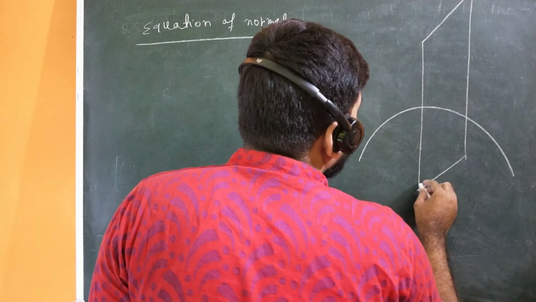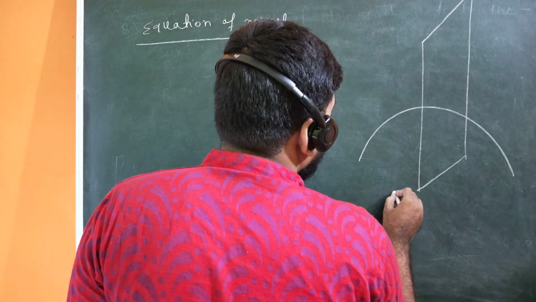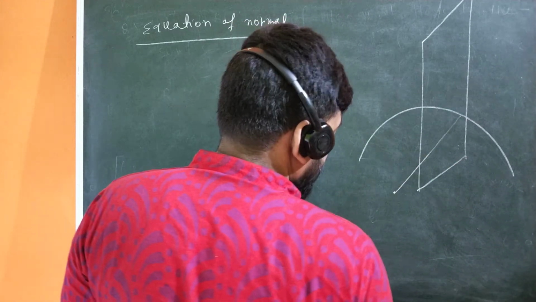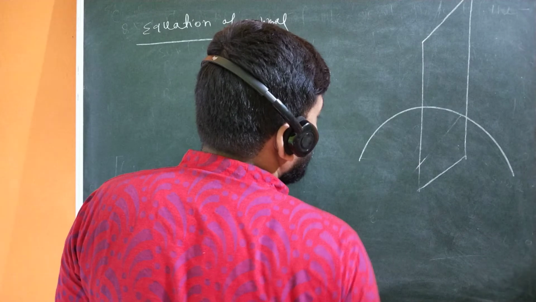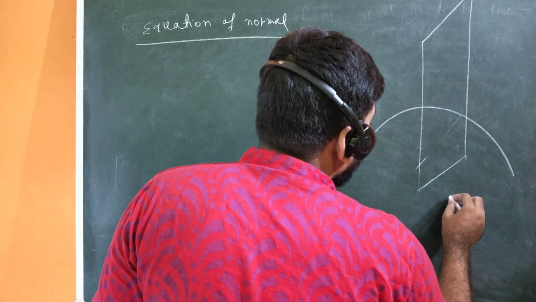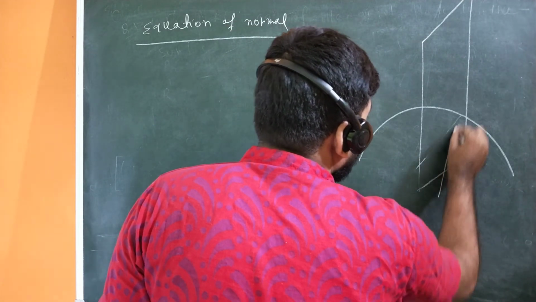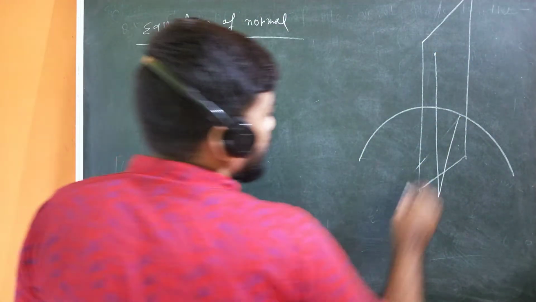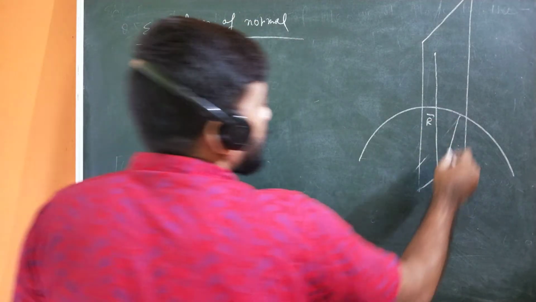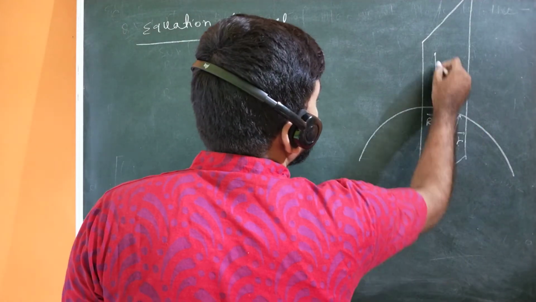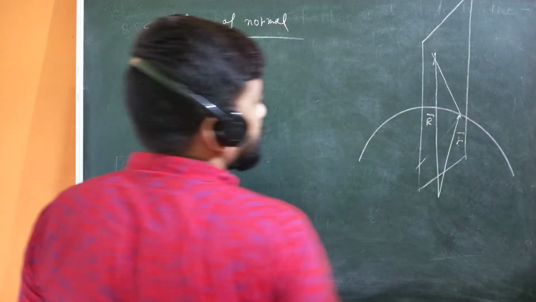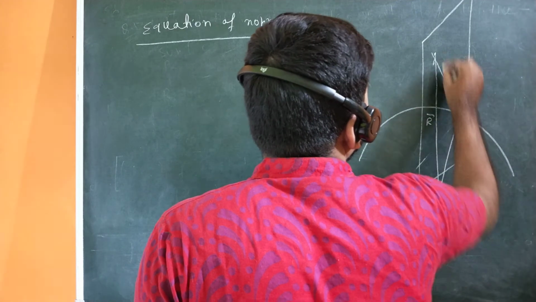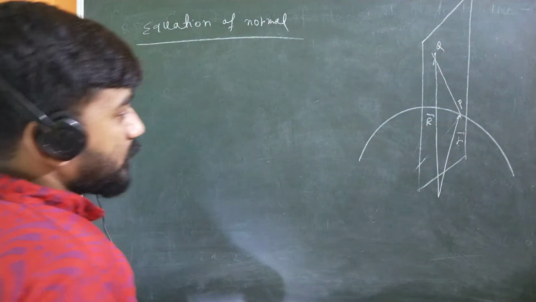So if you take this as small r, this is small r, or you can take this smaller from this side also. This is small r and this is capital R, and this is small r and this is PQ. Okay, this is PQ. So this is the arbitrary origin.